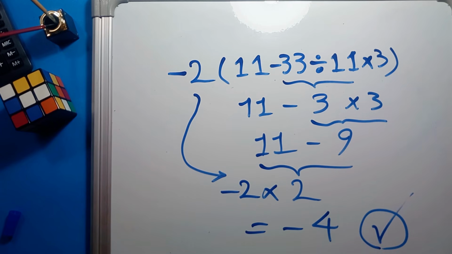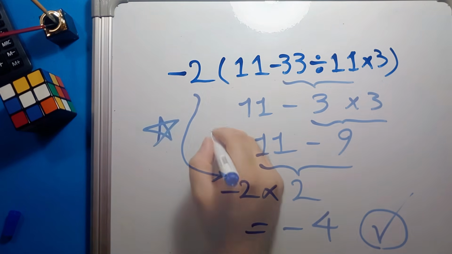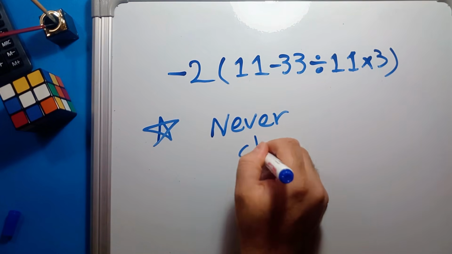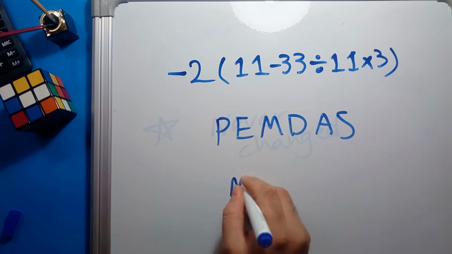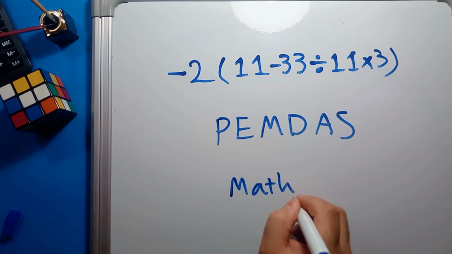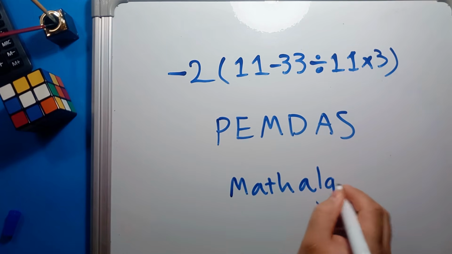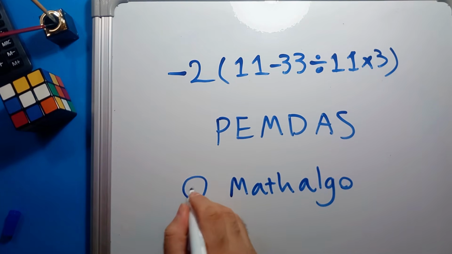Notice something important. The second problem only felt difficult because it had more symbols. But the rules never changed. PEMDAS doesn't become different when the math looks harder. Same structure, same logic, same order. That's what makes math reliable.